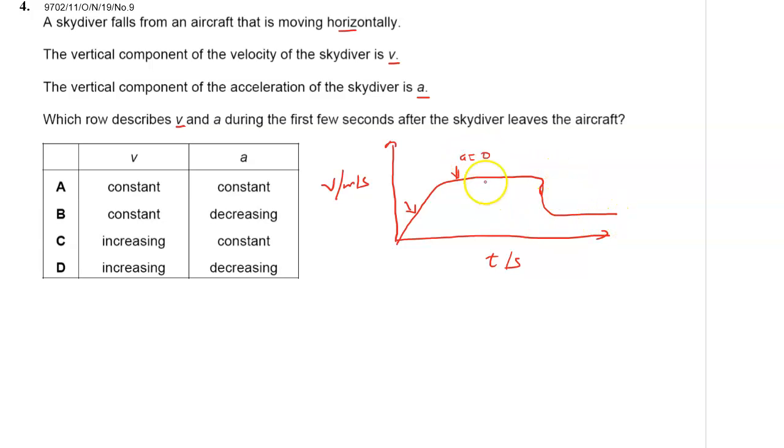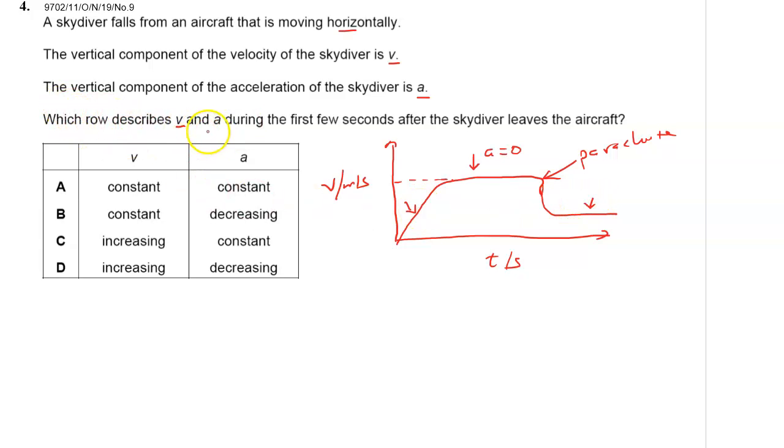Of course, this is a constant speed at this point. When the acceleration is equal to 0, the velocity is constant, it's not changing. And therefore, of course, when the parachute comes on, the speed decreases rapidly and attains another terminal velocity at a lower speed.